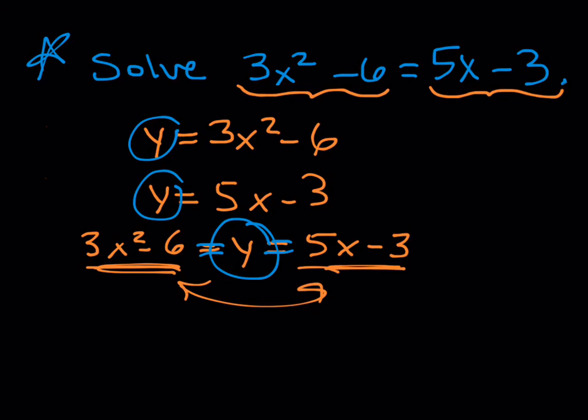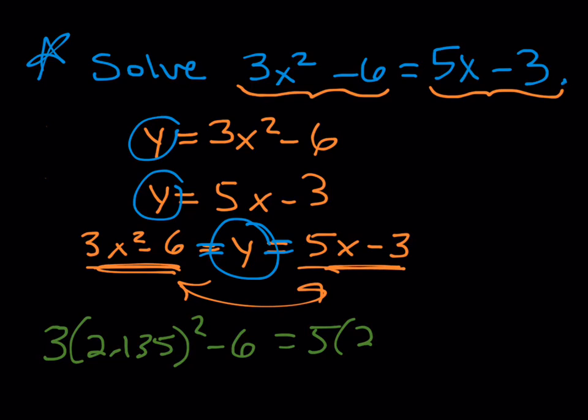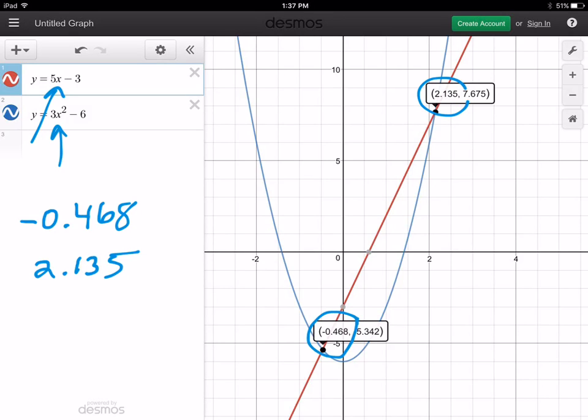So let's say I choose 2.135. Substitute that in on both sides. And when you work this out, you should get both sides of the equation approximately equal to each other. It won't be perfect since that's a rounded solution, but it should be pretty close. So that's using Desmos.